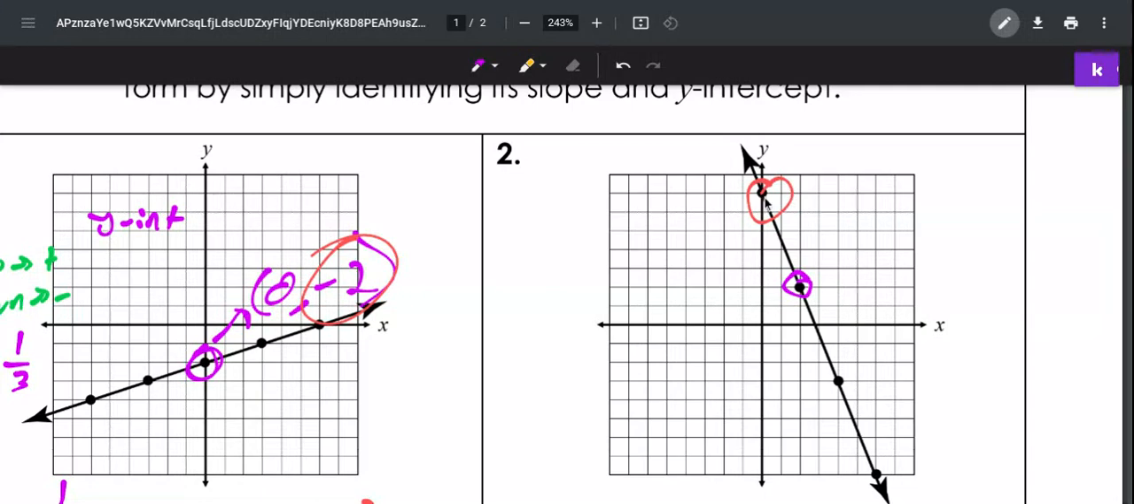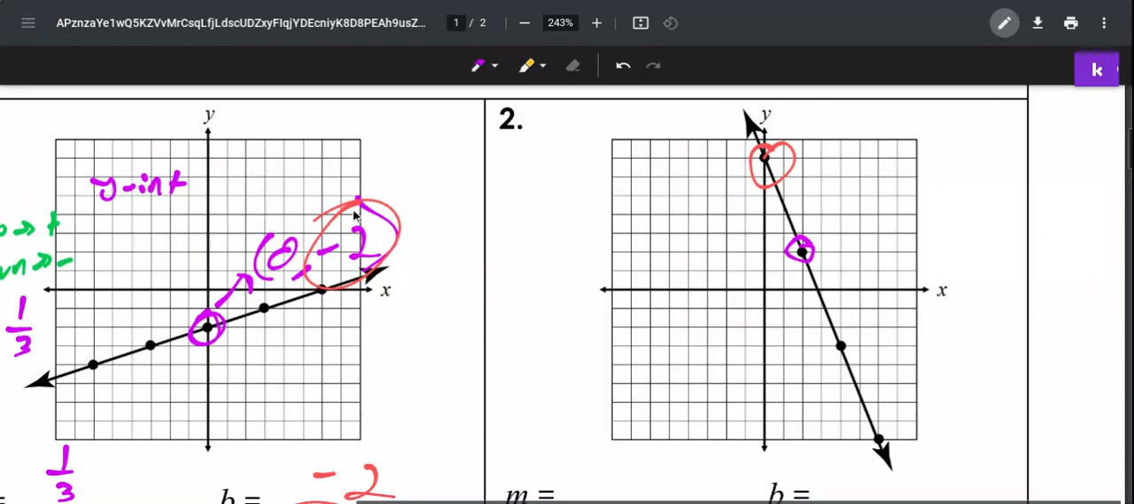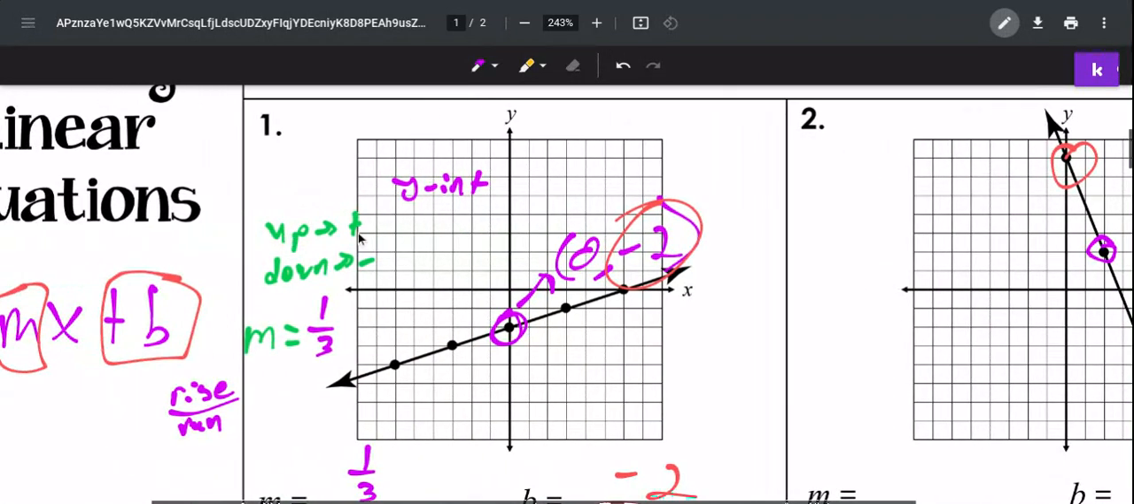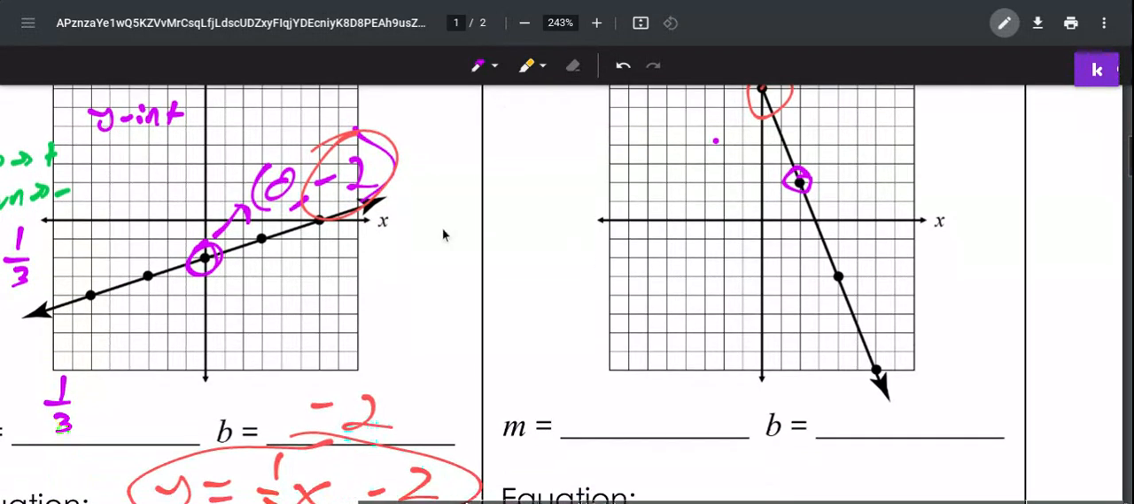Now, what I'm doing is I'm determining, okay, should I go up or down to get to this purple point here? That's going to tell me if my slope is positive or negative. So remember, always go up or down. Up means positive, down means negative. So if I look from red to purple, I'm going to have to go down in order to get to this point, which means I know for certain my M is going to be a negative slope.